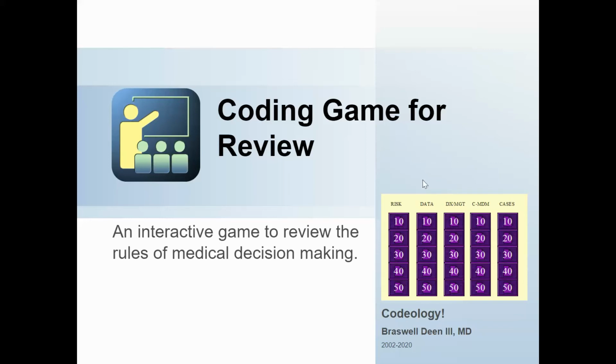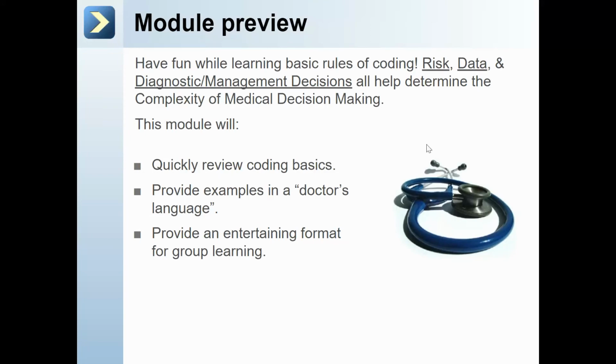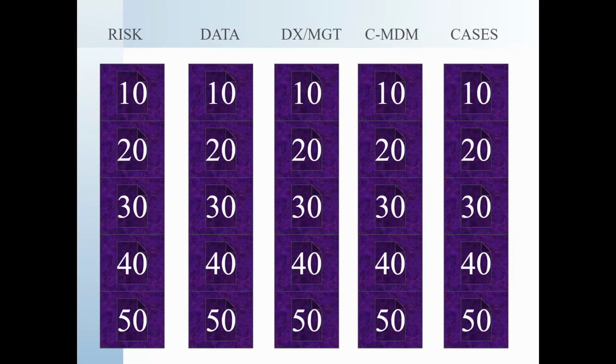Today, we are going back to our coding game for review, and today we are reviewing the data part of the complexity of medical decision making. So last time we again mentioned that risk, data, and diagnostic management decisions all help determine the complexity of medical decision making. And this complexity of medical decision making really is what we are emphasizing you to think about, to let that drive the code that you select. So today, let's talk about data as it pertains to generating our complexity of medical decision making.